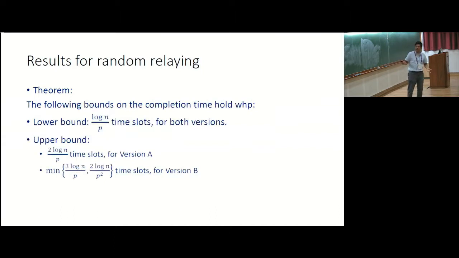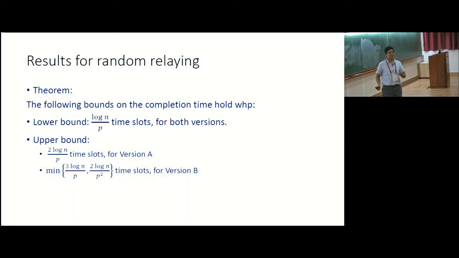And you might have guessed how many rounds you would need for this, that there is a log n scaling, and that does turn out to be the case. So we can show the following bounds on how long it takes until everybody receives every packet. There's a lower bound of log n over p. P is the edge probability in your random graph, and this holds for both versions. And for the upper bound, for the version where you only relay things you heard in the first round, we could prove an upper bound of 2 log n over p. And for the other one, the upper bounds we could prove were a bit worse, either 3 log n over p or 2 log n over p squared, whichever is smaller, depending on p.